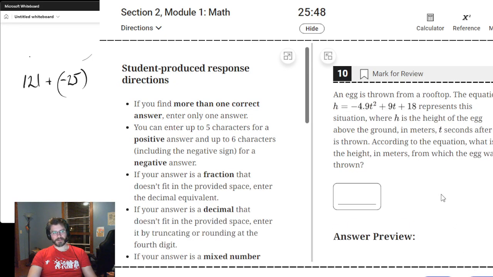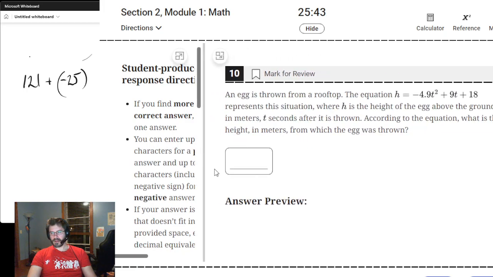We have our first fill in the blank question here. We have a quadratic.